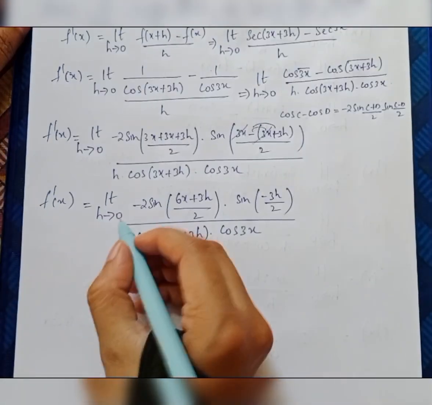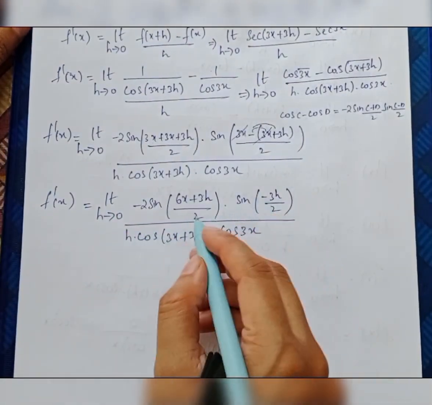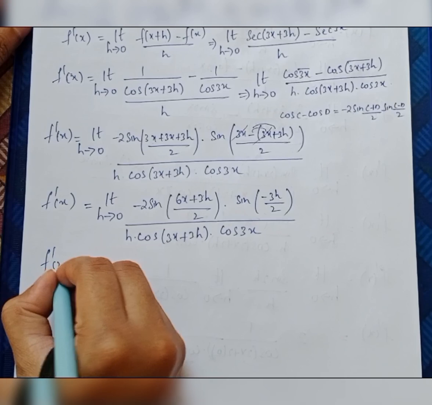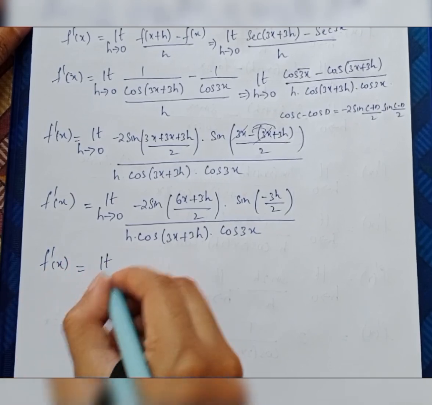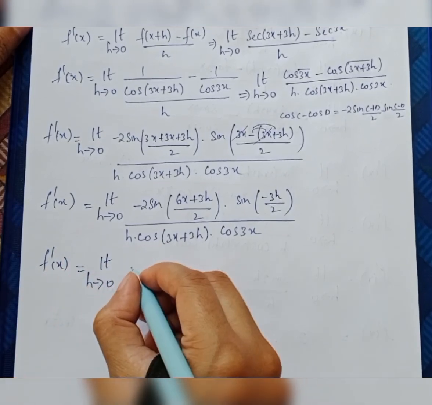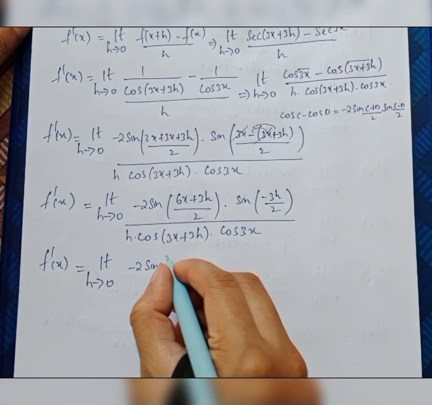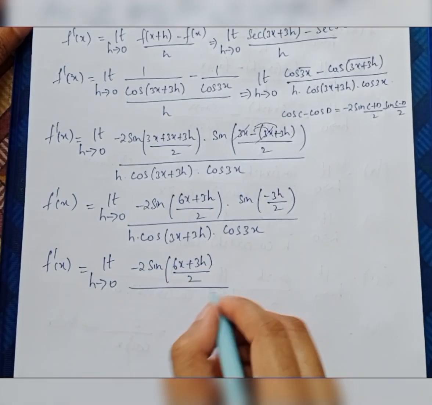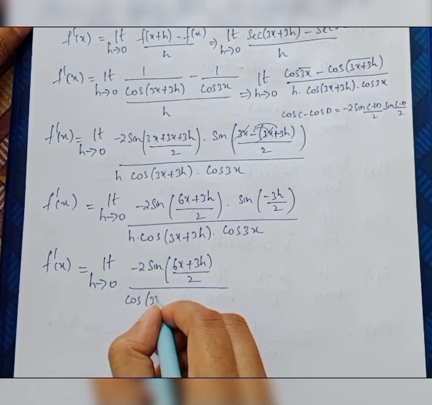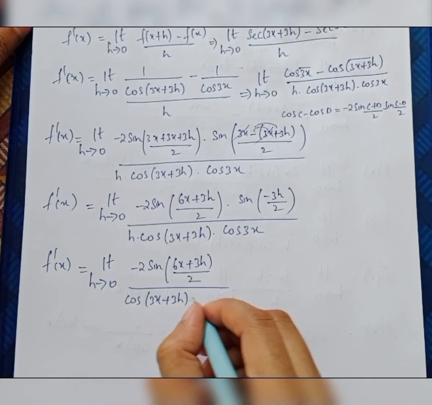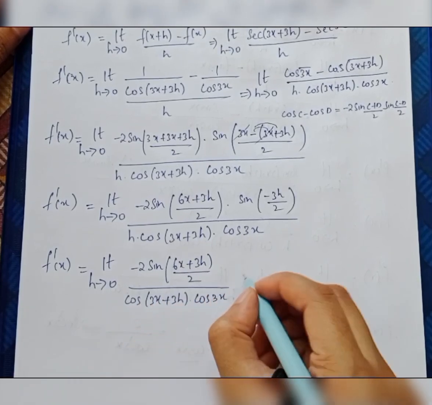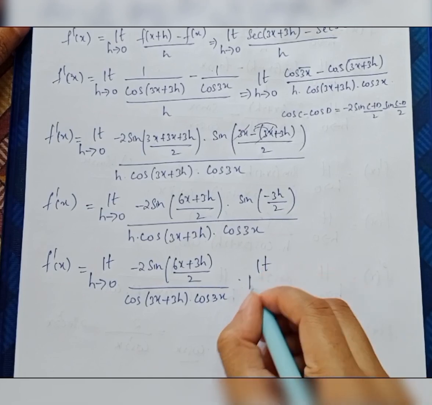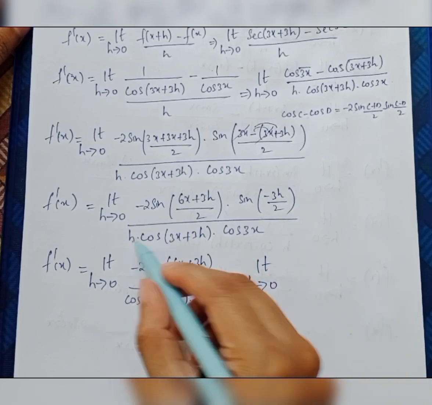Now writing the limit for both the terms, so f'(x) equals limit h tends to 0, minus 2 sin[(6x + 3h)/2] whole by cos(3x + 3h) into cos 3x, into limit h tends to 0, sin(3h/2) by h, with the sign.